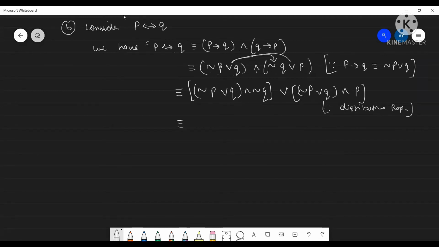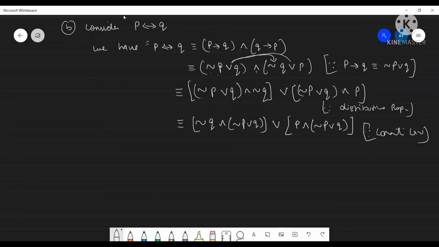Now, in the next step, what do we have to do? By the commutative law, U and V gives you V and U, so we just reverse this and write negation Q and negation P or Q. This is by the commutative law. Or, same thing, this comes first, P and negation P or Q. Since this is by the commutative law.